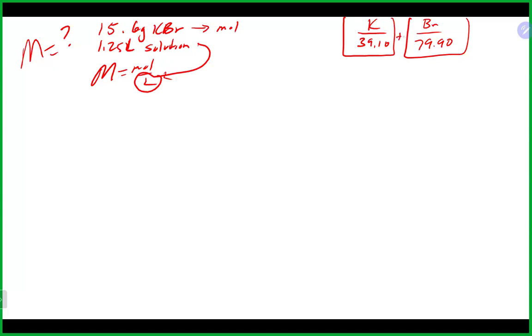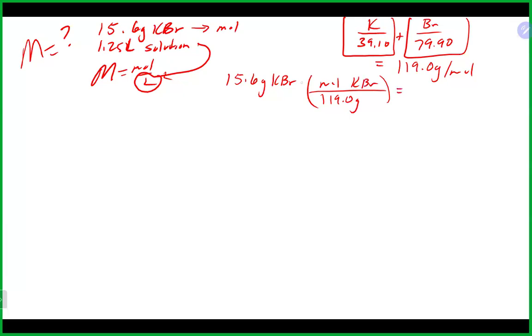So we're just going to add these two together, and that's going to give us 119 grams per mole. That comes from obviously the periodic table. Remember, that is our conversion factor to convert our grams into moles. So we'll divide by 119 grams per mole of KBr. Again, the grams are going to cancel as we multiply and divide here. And we're going to end up with 15.6 divided by 119. That's going to give us 0.131 moles of KBr.